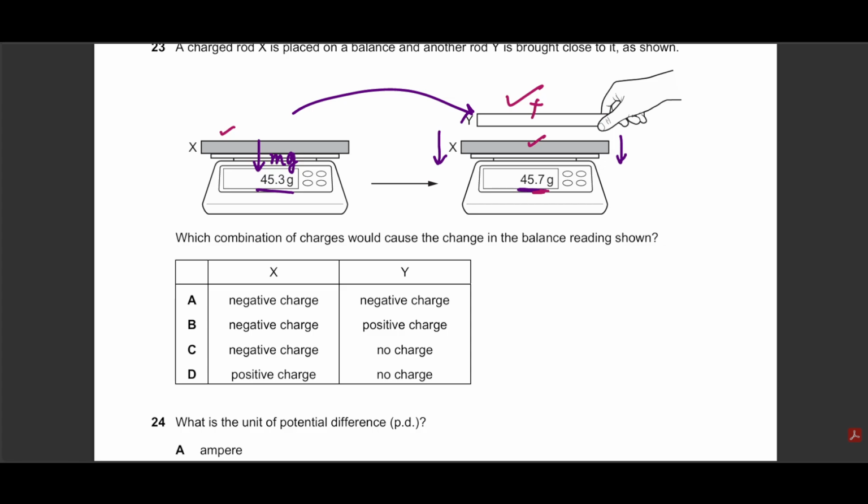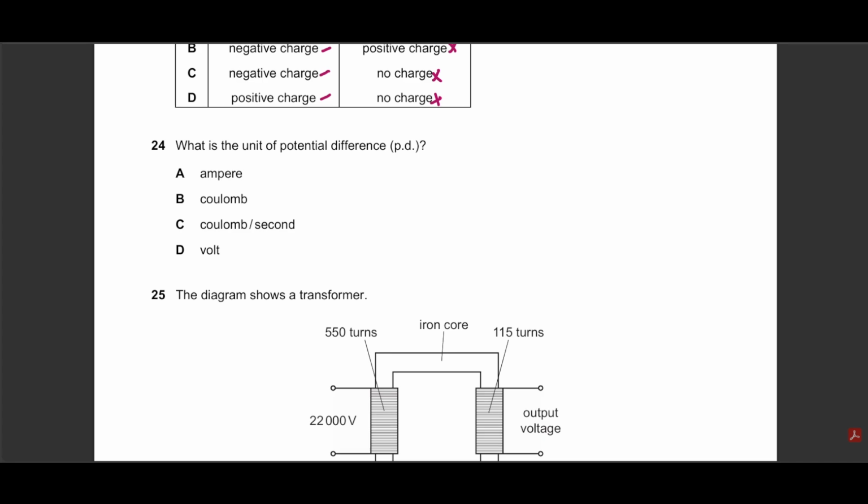It could have been positive, positive or negative, negative. I'm looking for these answers. So negative, negative, good. Negative, positive, no. Negative, no charge, no. Positive, no charge, no. I need similar charges. It should be option A. Question 24, unit of potential difference. Classic equation from the syllabus, work done by charge. This will be joules per coulomb, or simply called volt, which is option D.